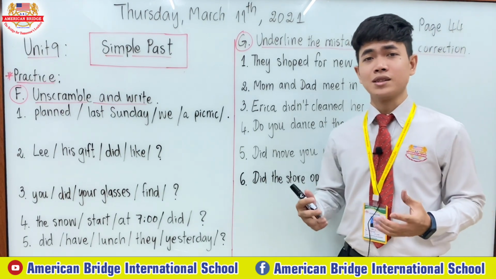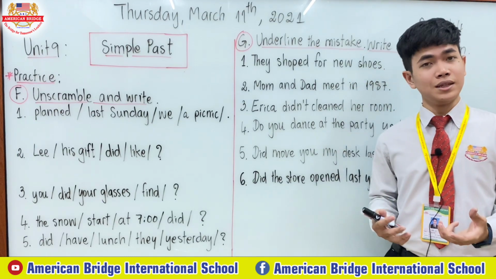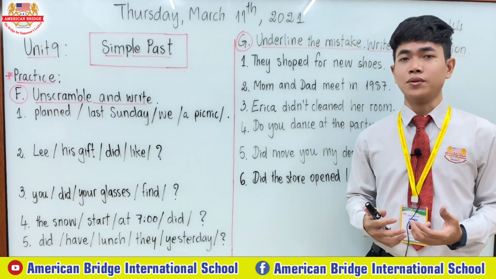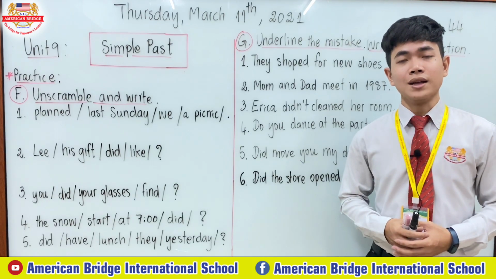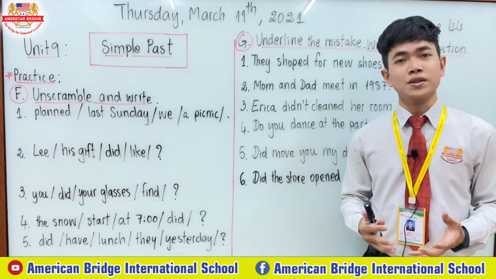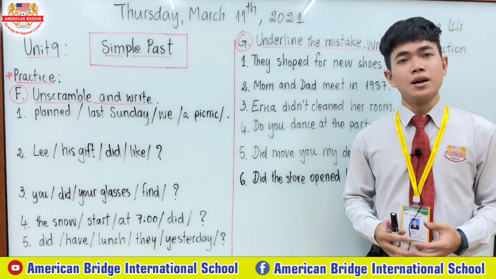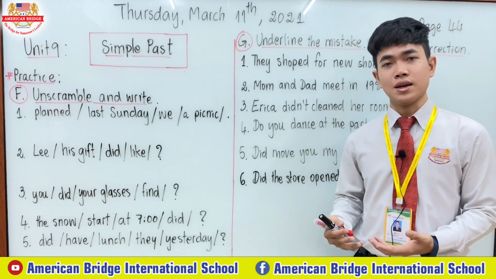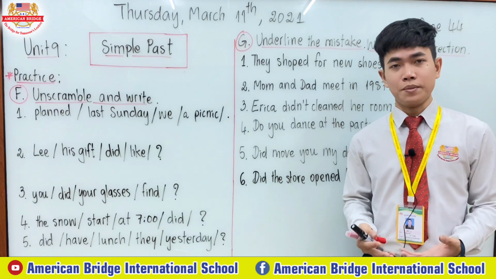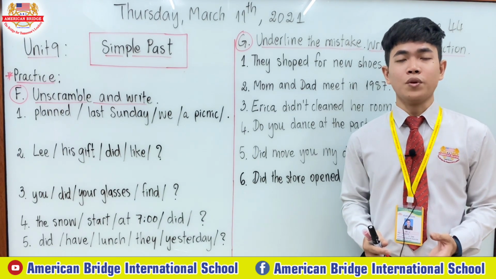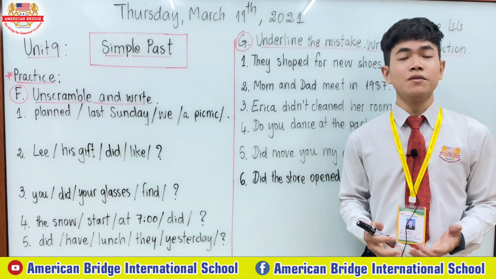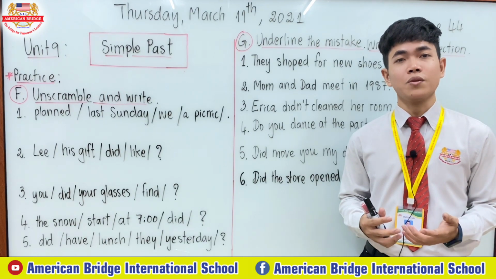Okay, but before we get started with our practice stage, I would like to clarify the usage of the simple past, right? As we know, we use the simple past to talk about something that happened in the past or something that was true in the past, right? Moreover, we also have three main forms. The first is the positive form, the negative form, and the question form.